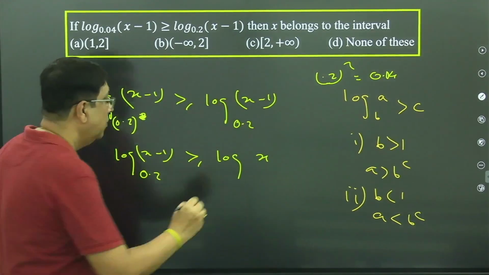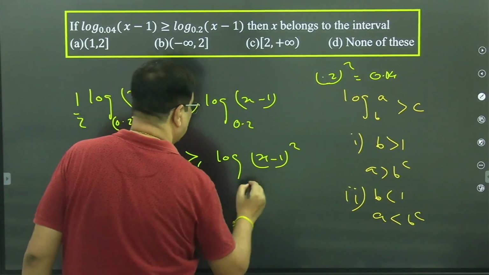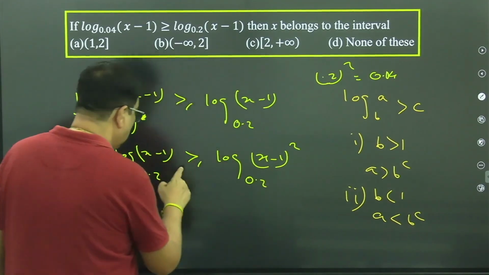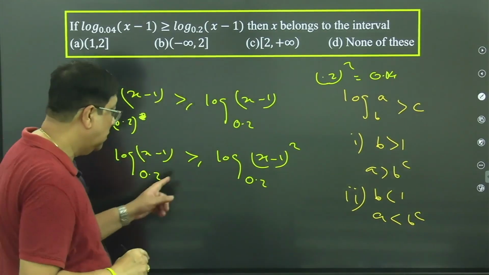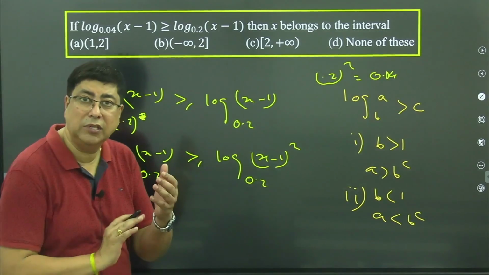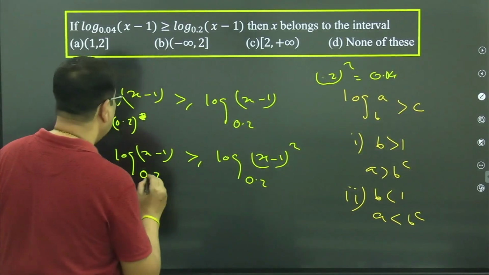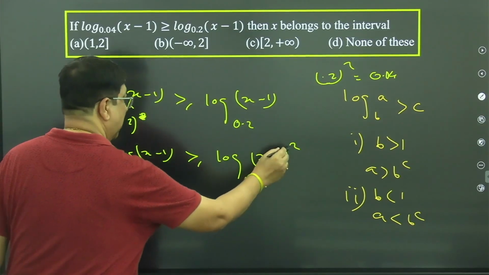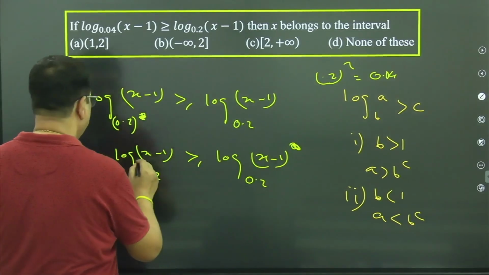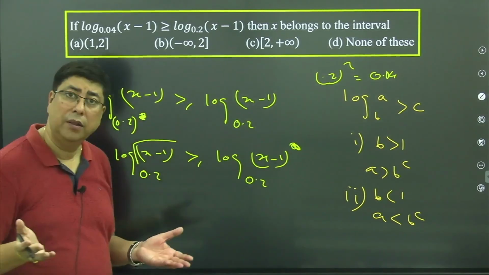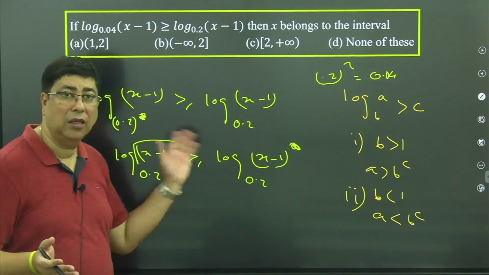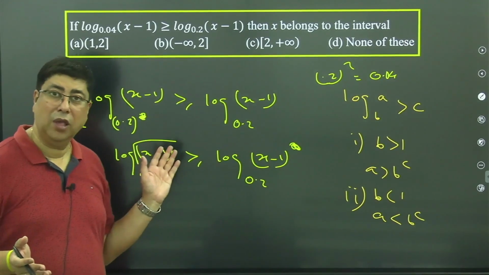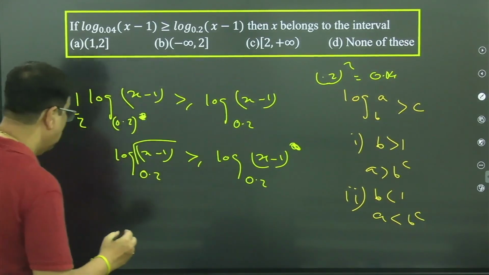So therefore this is coming (x minus 1) whole square, 0.2. Now if we remove the log, since the base is less than 1, the inequality sign will be changed. So we are getting here, or there's another way also: I can multiply root over also. There are two ways, either we can do this, otherwise I can take multiplication. In any case you can use.